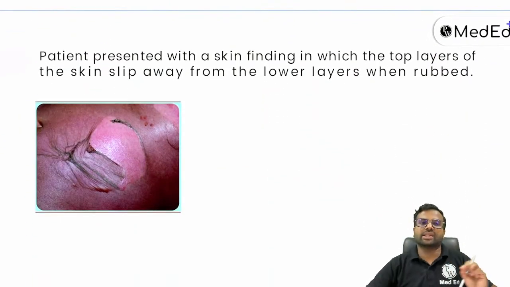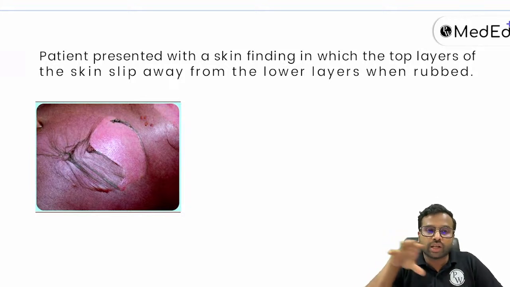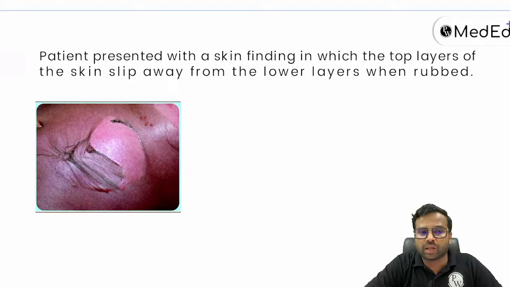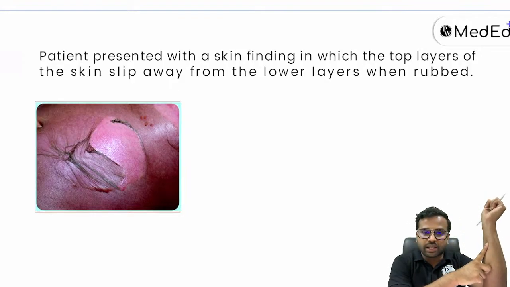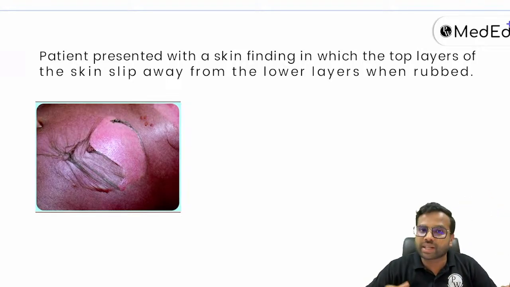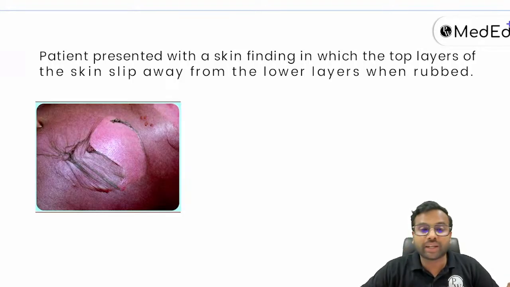Now let's see what this is. A patient presented with a skin finding in which the top layers of the skin slip away from the lower layers when rubbed. So this is an image as well. If I apply a tangential pressure over the skin, it gets peeled off. That is how I can describe this skin finding in another sentence. So what is this? The cryptic commenter says it is seen in toxic epidermal necrolysis.